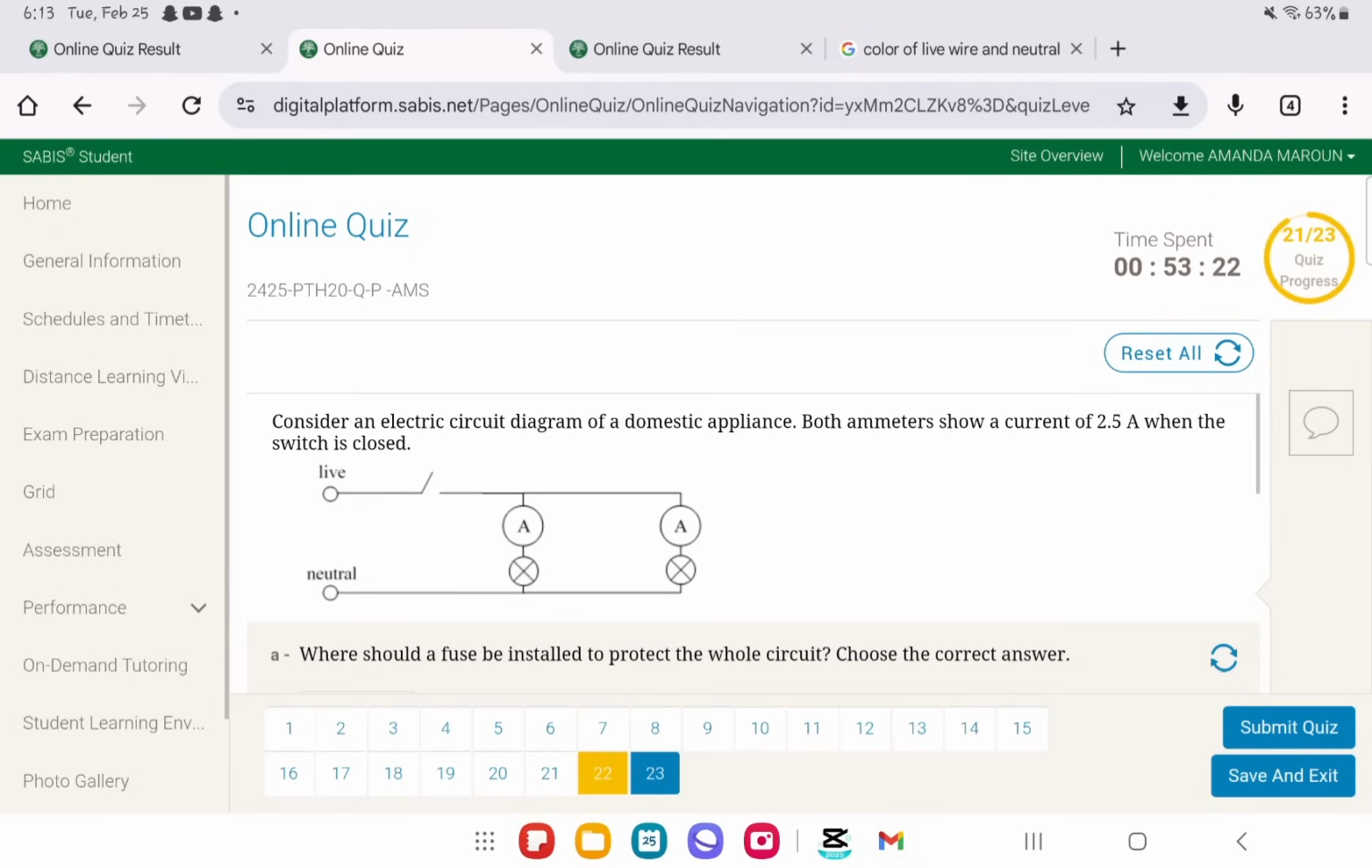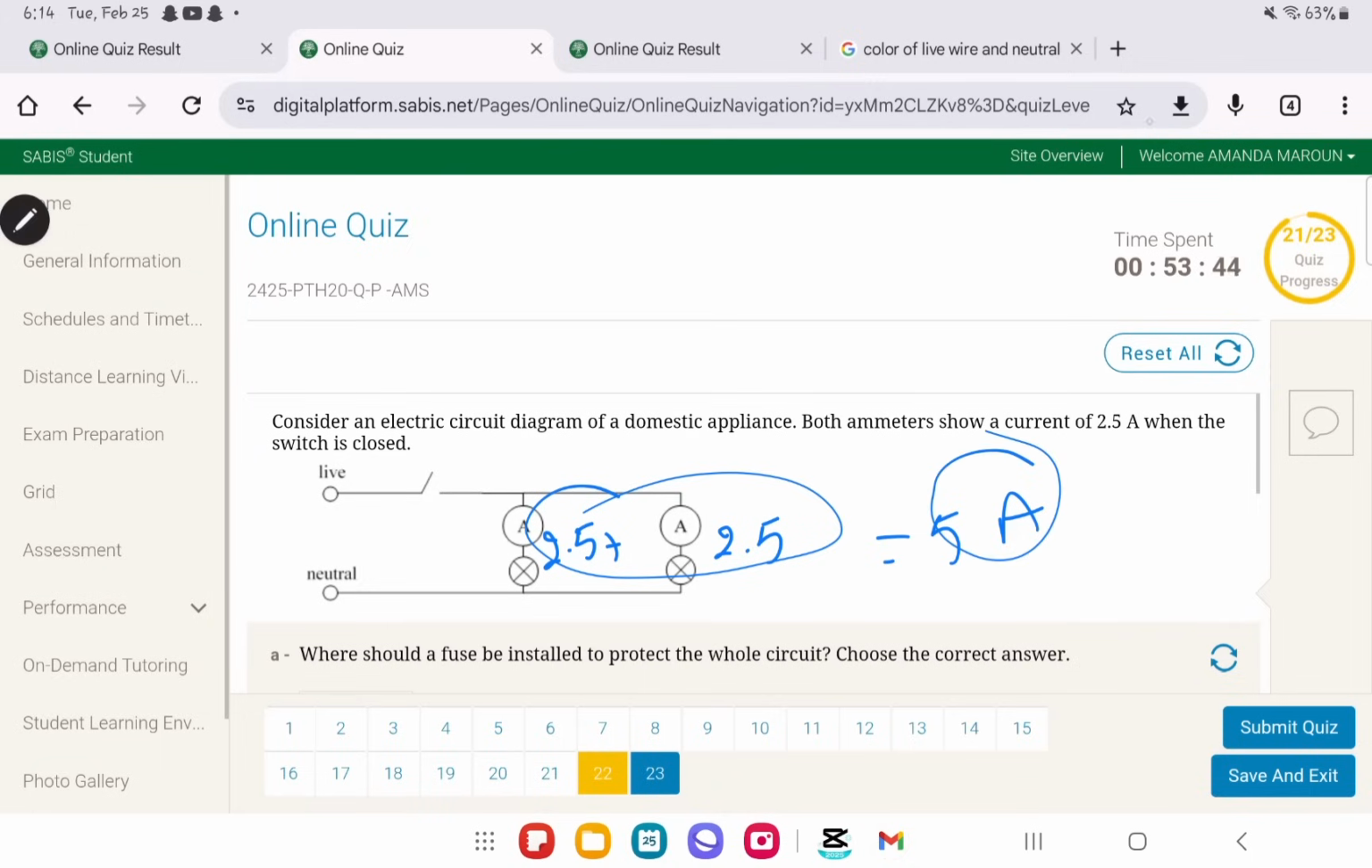Consider an electric diagram of a domestic appliance. Both ammeters show a current of 2.5 amperes. Since they are connected in parallel, we need to add them because in parallel the current is additive. So you add them, you are going to get a total of 5 amperes. So if you were to use a switch, okay, it needs to be a switch of 5 amperes. And always, sorry, by switch I meant fuse. My bad. If you were to use a fuse, you use a fuse of 5 amperes, okay?